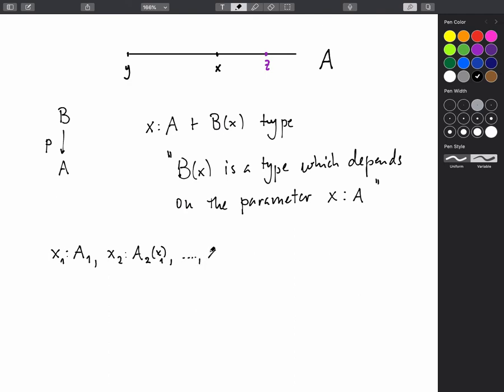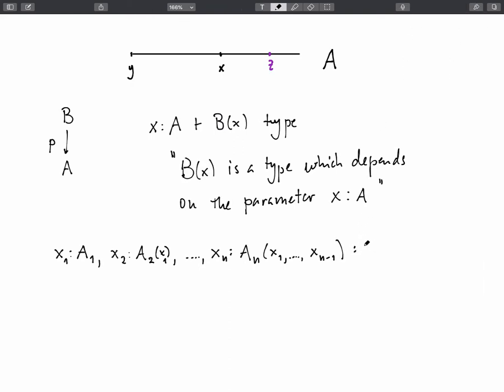It can get very hairy, and I'm not going to do this. I'm going to do this only once, just to show you what you could get. You could say I have n parameters, and then my type B depends on all of them. So this x1 to xn minus 1 in parentheses; what I mean here is that this type here already may depend on the previous ones in the list. Yeah, it may depend on the previous ones.